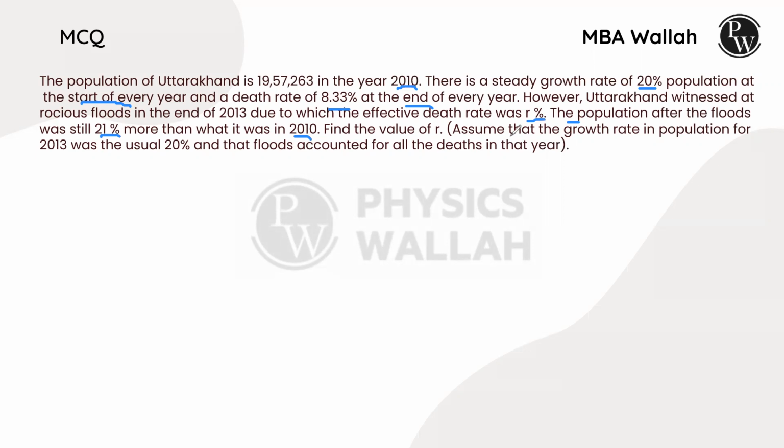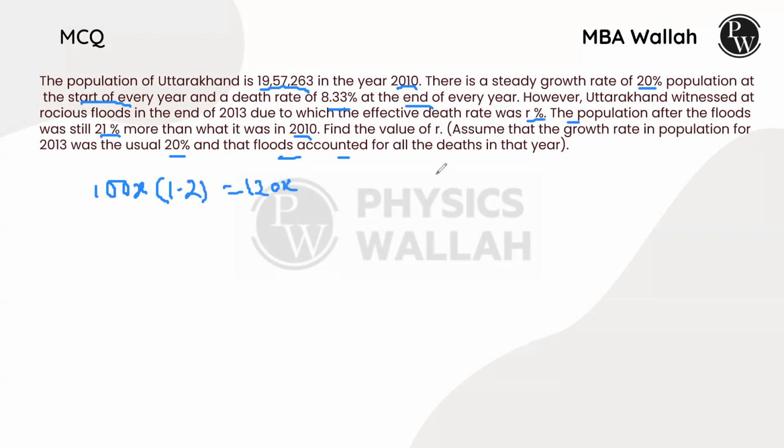Assume that the growth rate in population for 2013 was, as usual, 20%, and that floods accounted for all the deaths in that year. Okay, so let's assume that we have the number of population in Uttarakhand, but let's assume this as X, or maybe 100X for the simplicity in calculation. So the population in 2010 was, let's assume, 100X. Now, at the start of every year, the population increases by 20%, which means at the start of the year the population becomes 1.2 times 100X, which is equal to 120X.